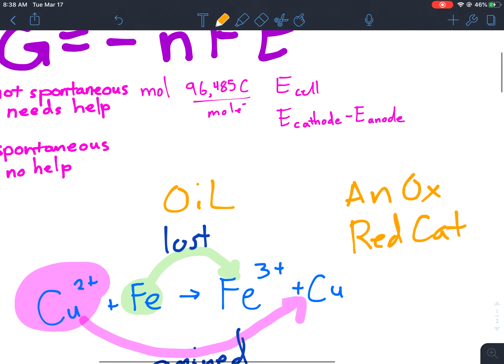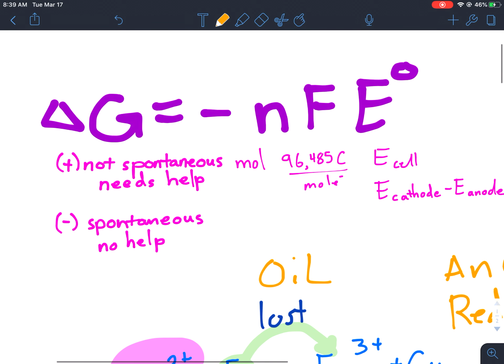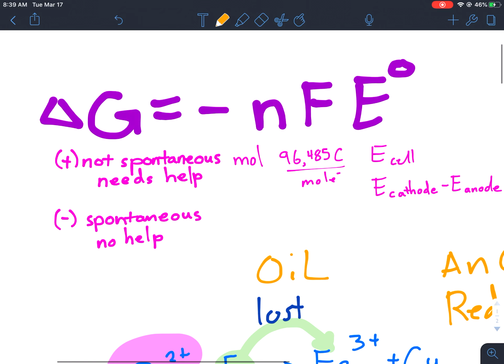So here we go. Delta G is equal to negative nFE. Now this is very similar to the negative RT ln K, right? Again, we're talking about delta G. If delta G is positive, the reaction is not spontaneous, it needs help. If delta G is negative, the reaction does not need any help. It'll happen on its own.